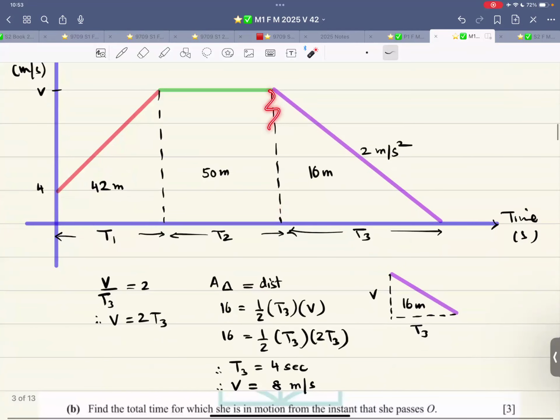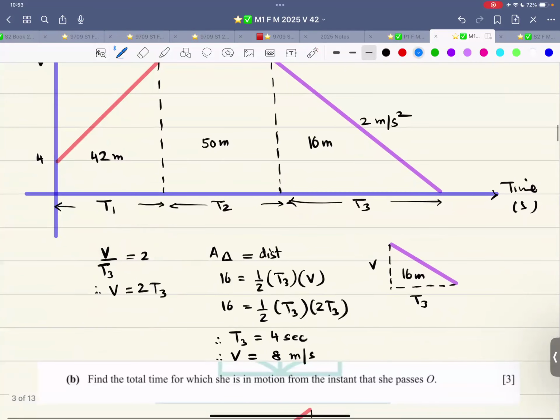That is change in velocity over change in time is acceleration or deceleration. We know that the acceleration is negative, but I'm working with the absolute value. So V over T3 is 2. That is the first step. Let me label it. So this is step 1. That is the concept of slope. Therefore, V is 2 times T3. T3 is the time for the third stage of the journey.